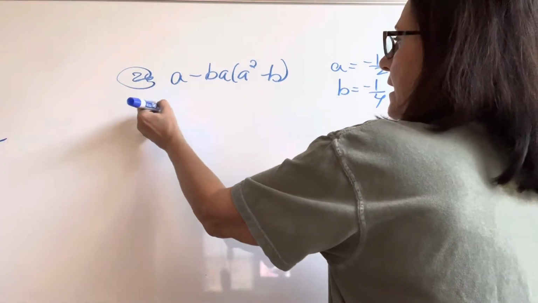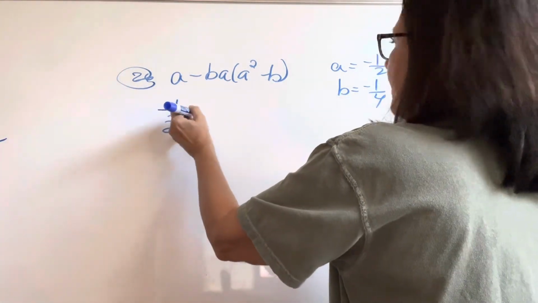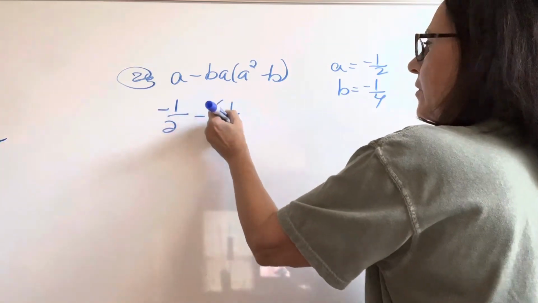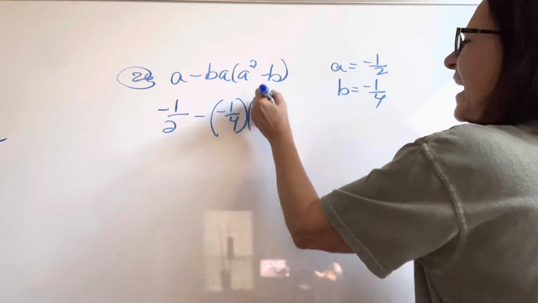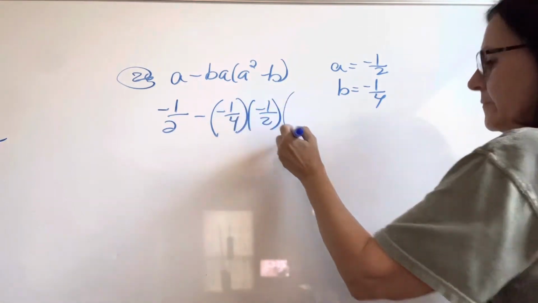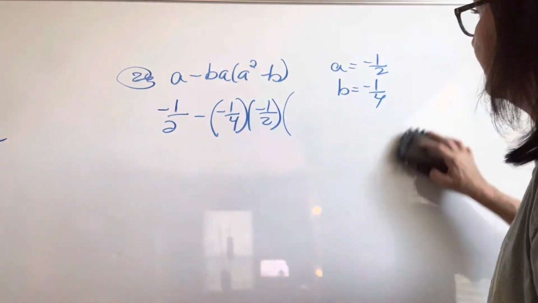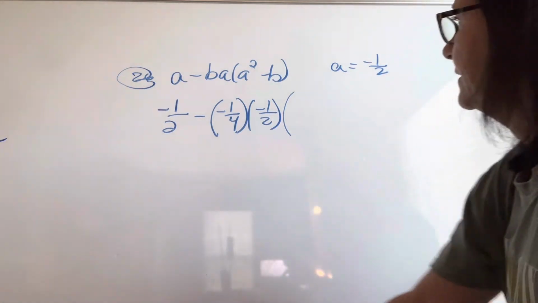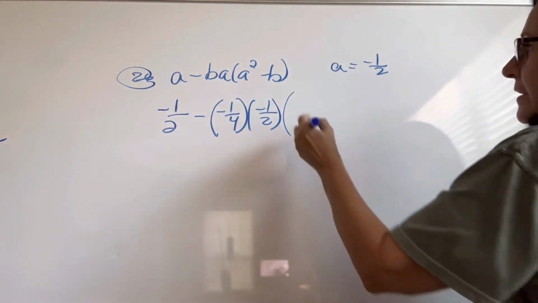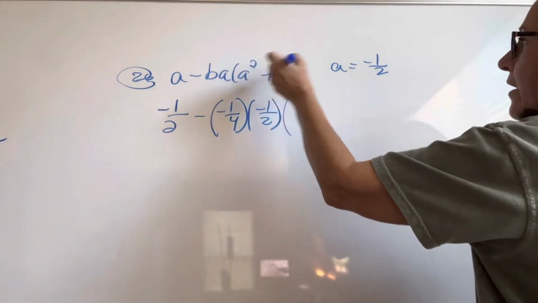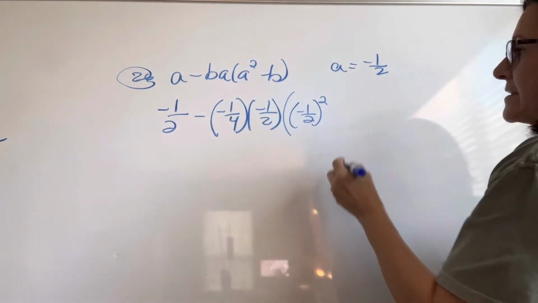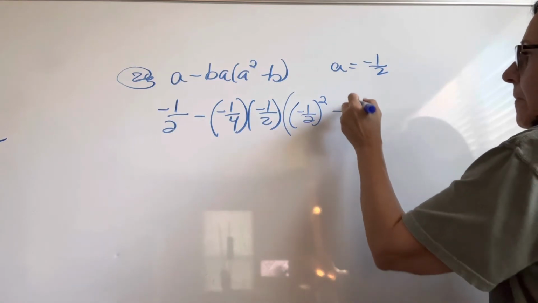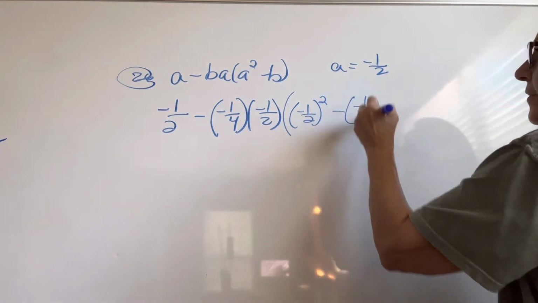All right, so A is negative 1/2 minus B, which is negative 1/4, times A, negative 1/2, times, I'm going to move this, B to negative 1/4. I'm just going to remember it's negative 1/4. When I square a term, I'm squaring the exact value that it is. So that's going to become positive, minus negative 1/4.